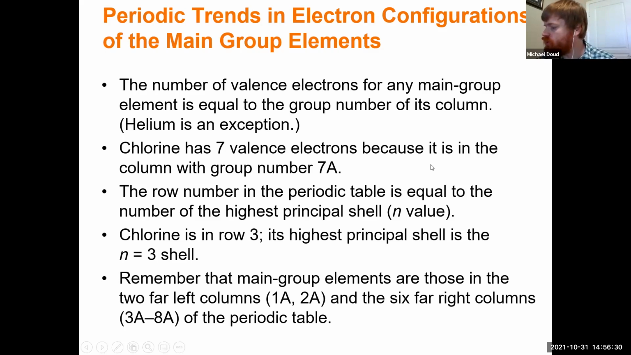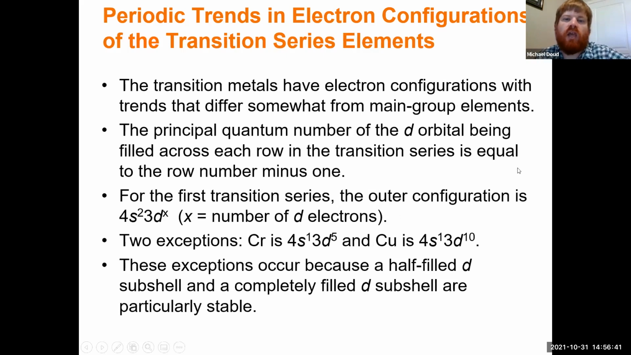And yeah, the main group elements are the ones that are the 1A through 8A. So that's the S block over here, plus the P block, ignoring the transition and inner transition metals. Okay, so now we bring up the transition metals here. The trends differ a little bit, where usually the configuration is going to be 4s2, 3dx, where x is the number of d electrons, with exceptions for chromium and copper.